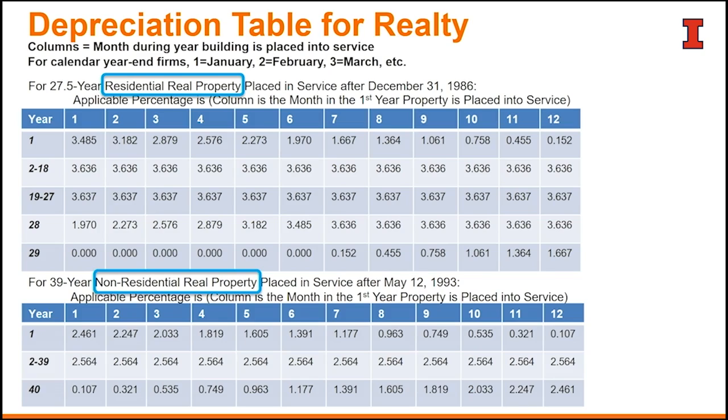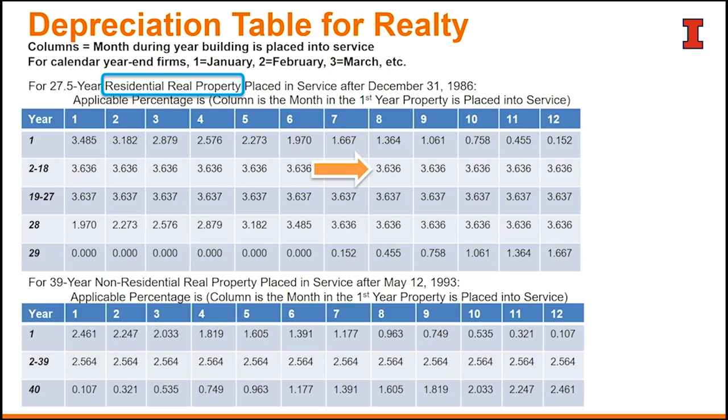For example, if you're a landlord and you place into service an apartment building that is a residential real property on August 4th of the current year, then you look at the top panel because that's the residential real estate panel, and you look in column 8 because August is the 8th month of the year. If it's the first year you've placed the asset into service, then the depreciation rate is at the intersection of column 8 and row 1, or 1.364%. You would multiply 1.364% by the basis in the apartment building to figure out the depreciation deduction for year 1.